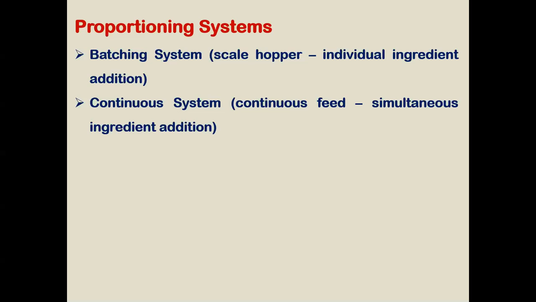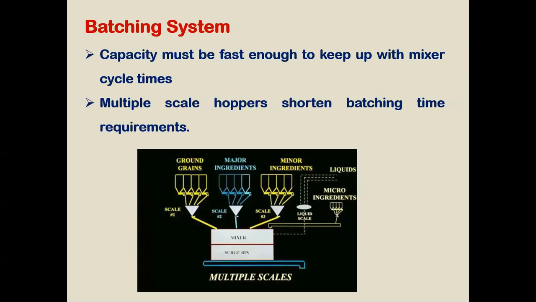will be added to the mixer by using individual hoppers, and in the continuous system, different ingredients can be added to the mixer simultaneously, making a homogeneous mixture of the different ingredients before pelleting or before production of the finished product. So one by one I will discuss the batching system, how it works.